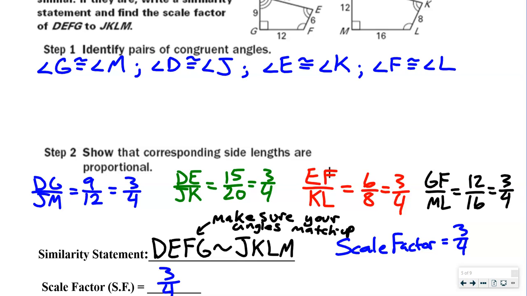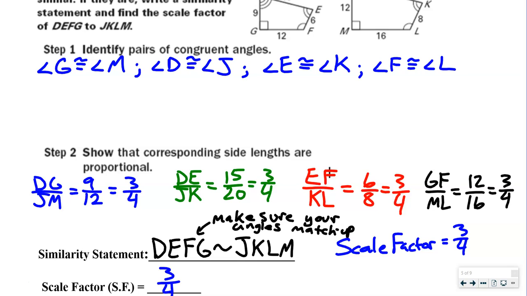Now also, notice on all of my sides that I made, I had DG over JM, DE over JK, EF over KL. How did I decide which one went on top, which one went on bottom? Does it have to be the smallest number on top, larger number on bottom? No. I could have started with the other figure and had my larger number on top, and we would have had a scale factor of 4 to 3. That's fine too, but typically, start with the smaller one on top. That's just how you write fractions, right? Smaller numbers on top of a larger number.